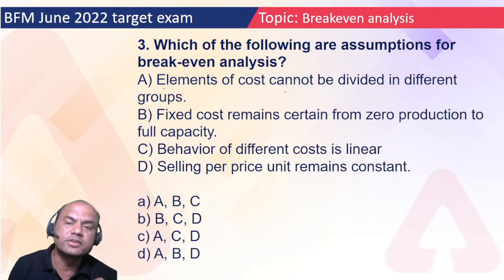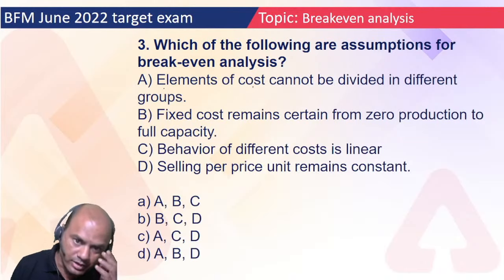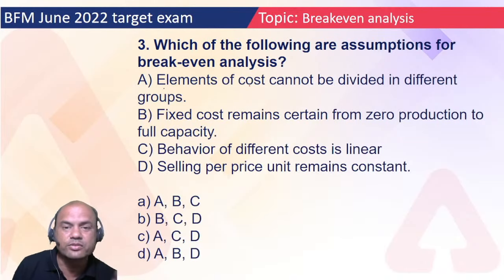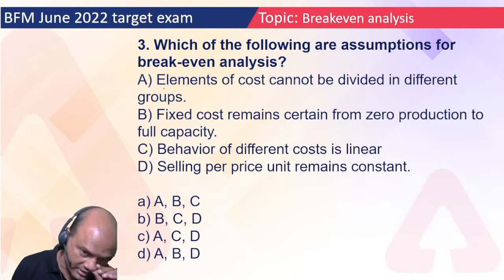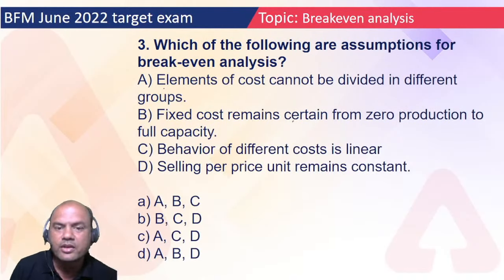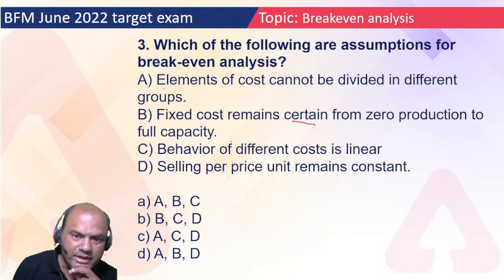Elements of cost cannot be divided into different groups. Is it so? Means fixed cost, variable cost, can I divide them? Yes, I can. Fixed cost remains certain from zero production to full capacity, meaning fixed cost remains the same. Behavior of different costs is linear. So is this so? Behavior of different costs means the variable cost you will consider.